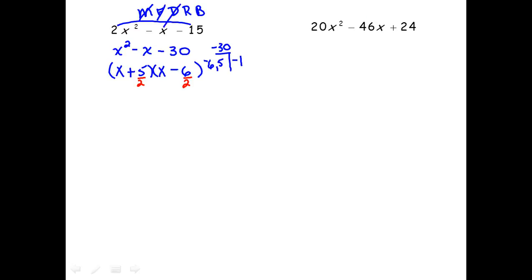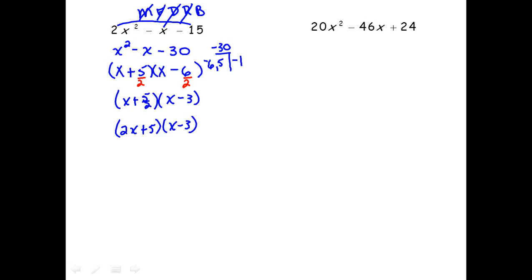And then we're going to reduce. The first one won't reduce. The next one will reduce. And then we're going to bring up any denominators. So we have 2x plus 5 and x minus 3. Okay?